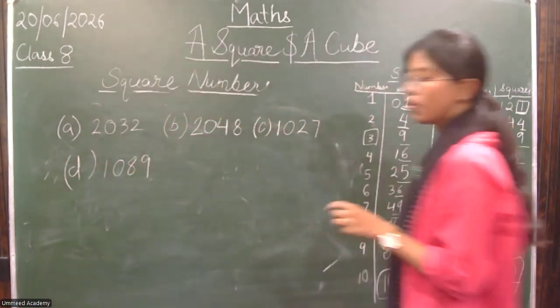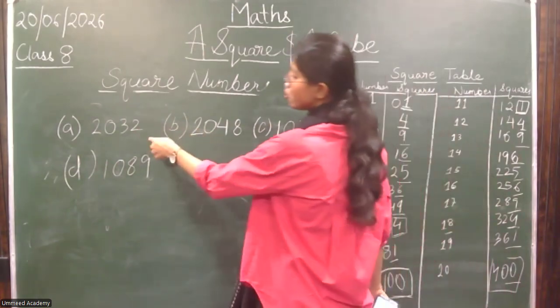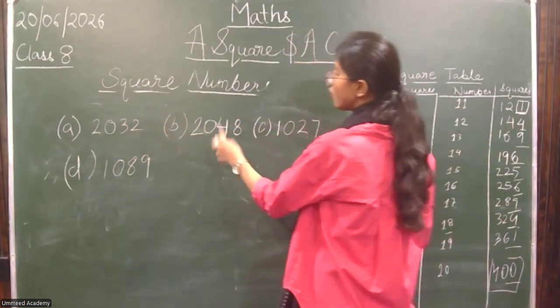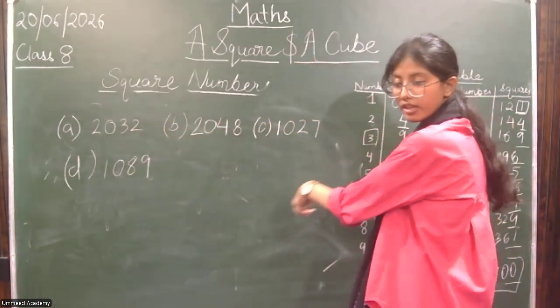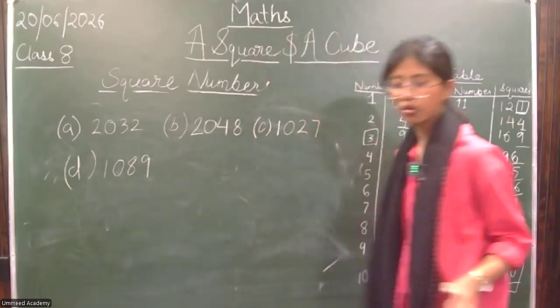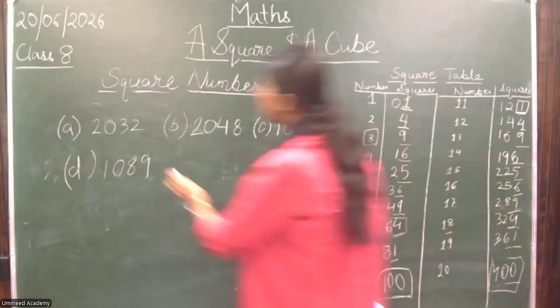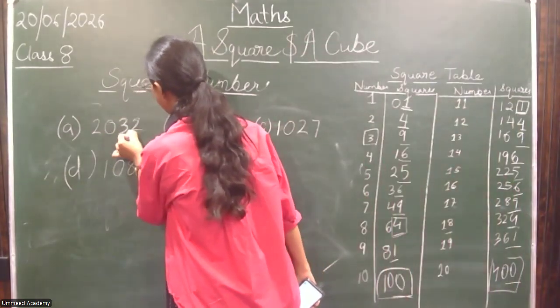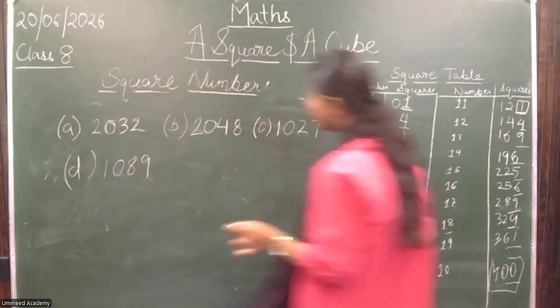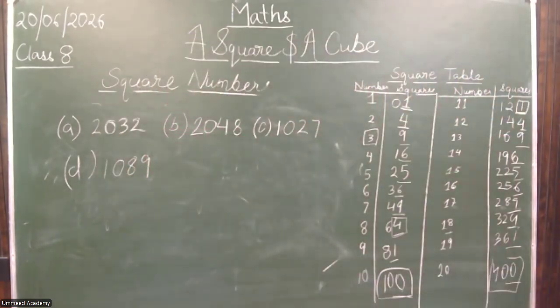See, these are the four numbers: 2032, 2048, 1027, and 1089. I hope the numbers are clear to you. Yes, ma'am. Okay. Now you have to tell me which of the following are not the perfect squares, and you have to tell me the reason also. Is 2032 a perfect square?